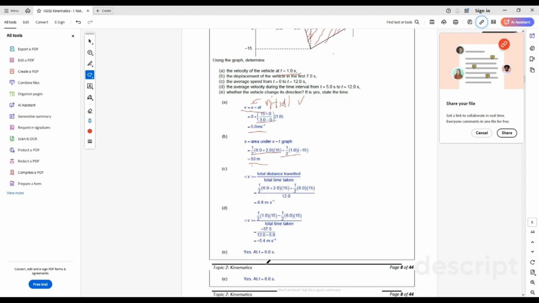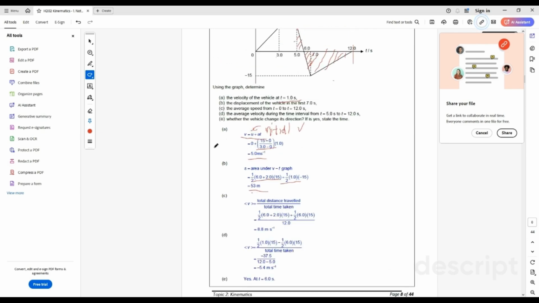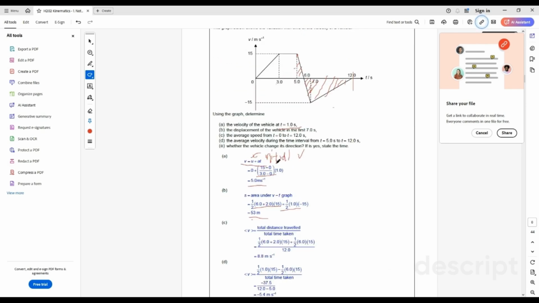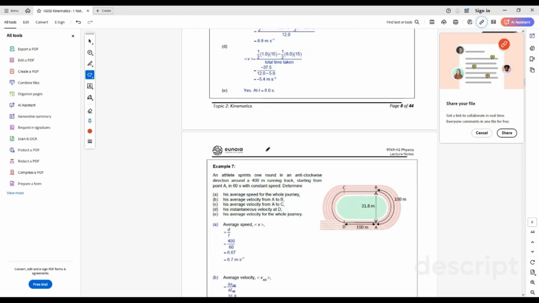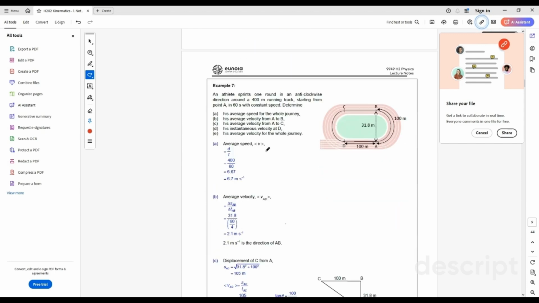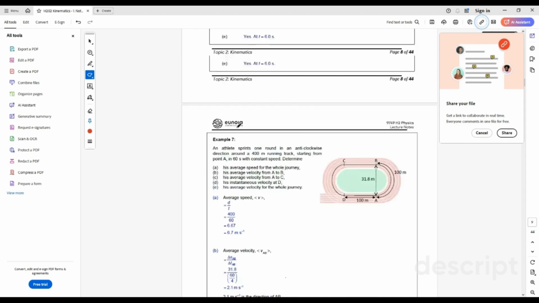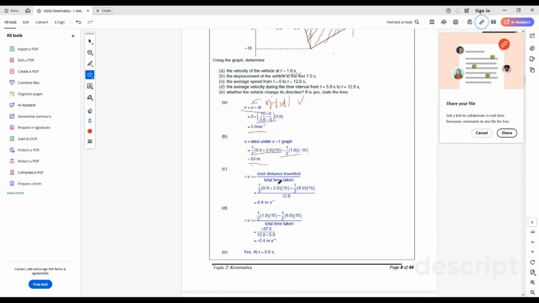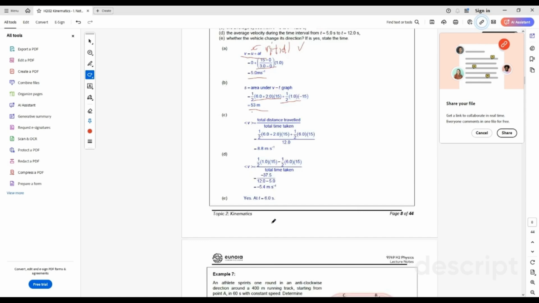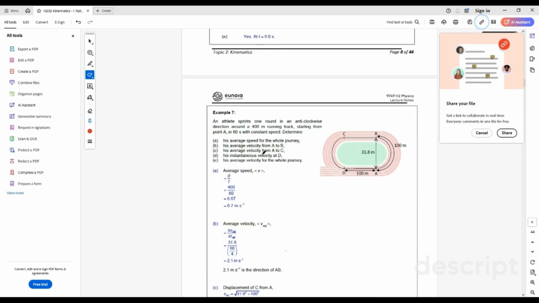So now let's go through this other example, example 7. You can pause the video if you want to read the question. So how do we find the average speed for the whole journey? For average speed, we already went through this: total distance divided by the total time taken. We know it's 400 meters and the time is 60 seconds. So we just divide to get around 6.7 meters per second.